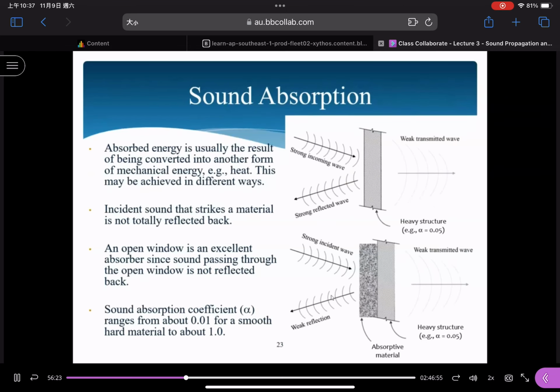For the sound absorption effects, we have a parameter. A classical parameter is the sound absorption coefficient. There are no units. The range is from 0 to 1. We use the range from 0 to 1 to identify the absorption performance of the material.